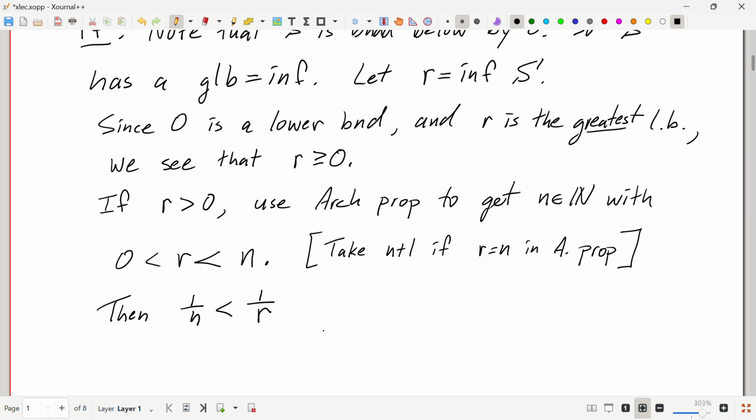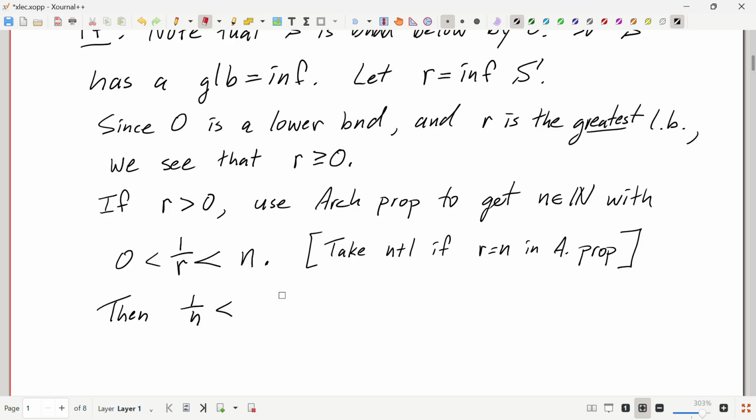Oh, that's not what I had to do. I messed up here. I want to get an n that's bigger than 1 over r. I would have realized I screwed up when I wrote this next thing. All right, 1 over r could be really small. 1 over r could be really big. But no matter how big it is, the Archimedean property says there's an integer that's bigger.